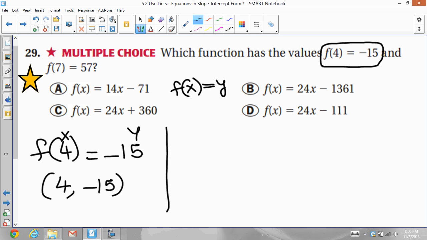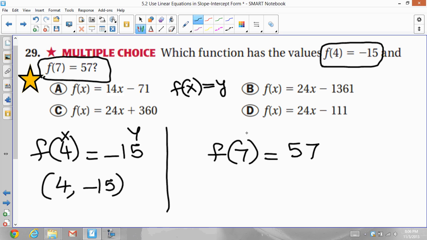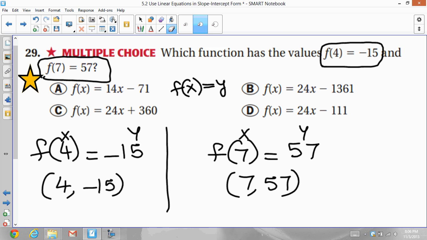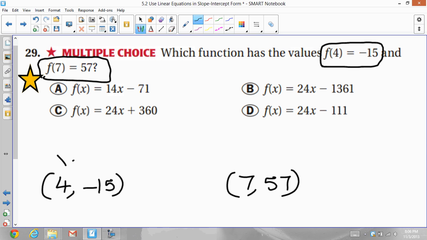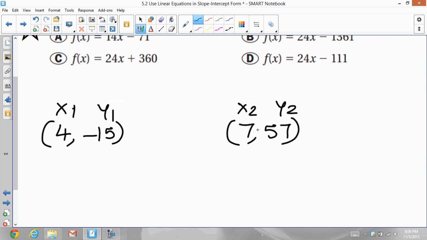Now let's go for the second point, which is this. F of 7 equals 57. Mark this as your x and mark this as your y. So the point you're going to get is 7, 57. So once you get your 2 points, you do not have to worry about your f of x, so you do not have to get confused. So I'm going to go here, and this will be my starting point. The 2 points that I have, I'm going to take this as my x1, y1, x2, y2. First x, first y, second x, second y.